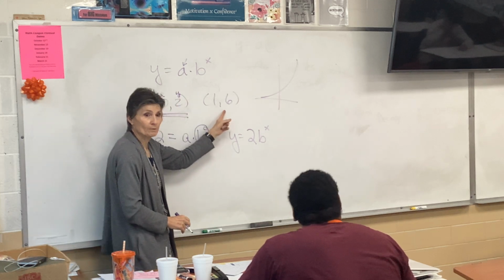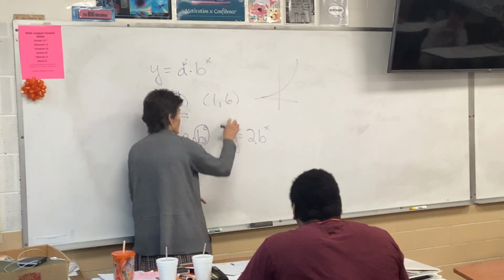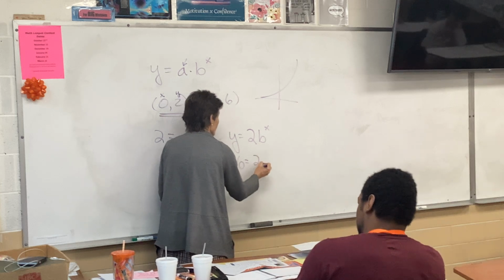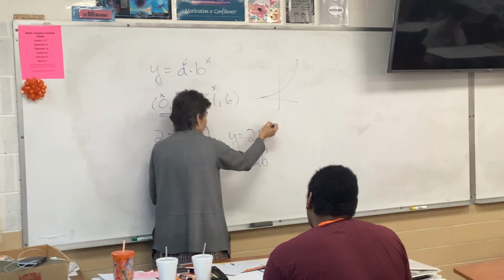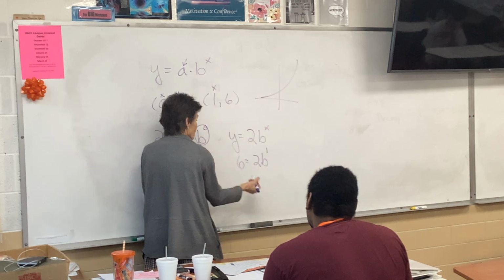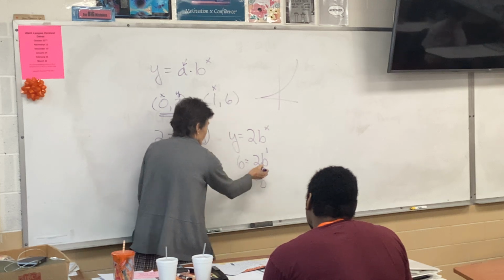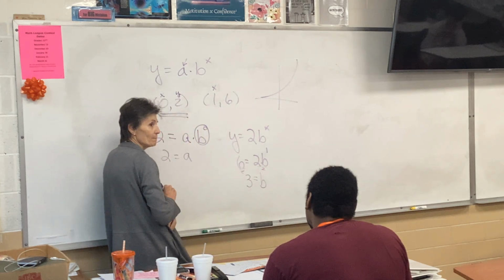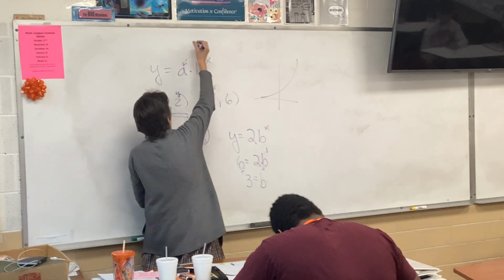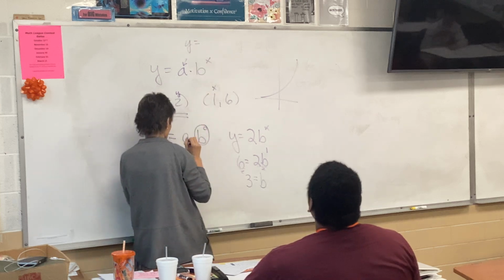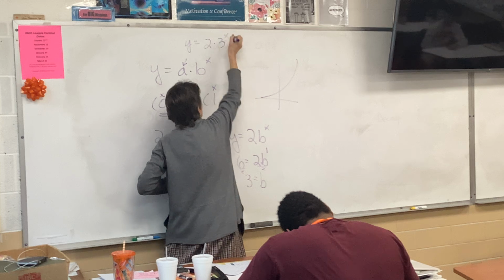Now what do you think I'm going to do? Take the other point. So 6 equals 2b to the first. Remember, this is x. So it's going in for the exponent. So what is b to the first? 3. We divide both sides by 2. So what's my equation? Y equals 2 times 3 to the x.